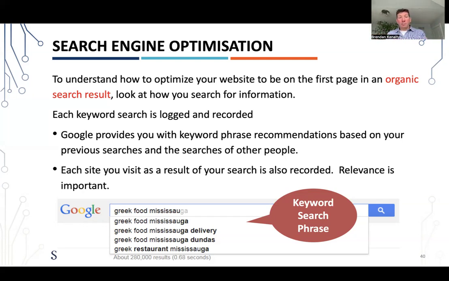And so if you think about this one here, Greek food Mississauga delivery, now that's a very specific list of websites. Imagine the amount of results being served up. Maybe there's 50 or 20 Greek restaurants in Mississauga that do delivery. So you now have a much tighter list of companies that Google's going to serve up.